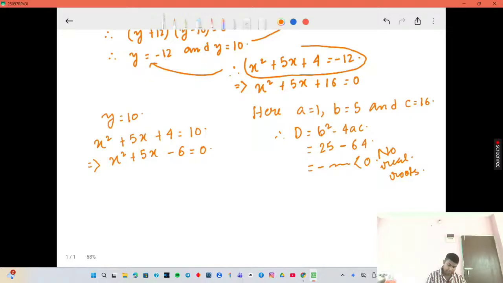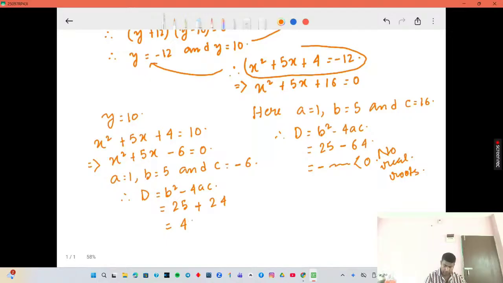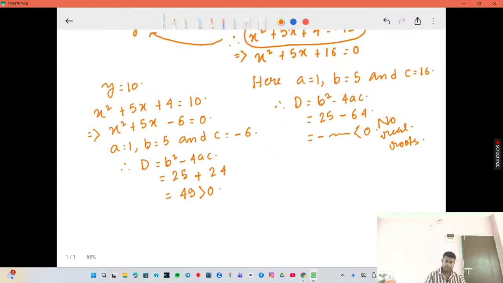So here the value of a is 1, b is equal to 5, and c is equal to minus 6. Therefore we have to find the discriminant. D is equal to b square minus 4ac, which is 25 plus 24, equal to 49, which is greater than 0. Therefore, we can find some real roots here.